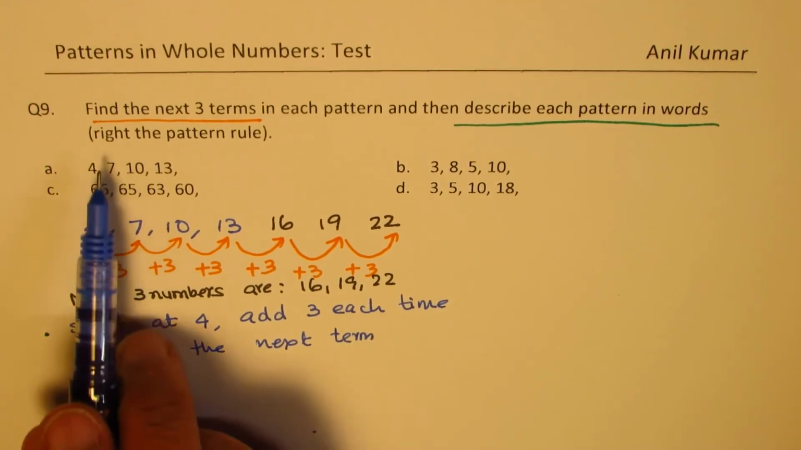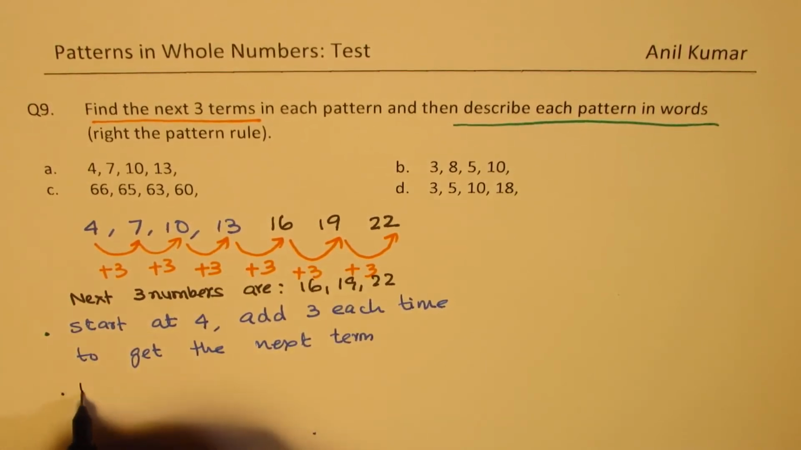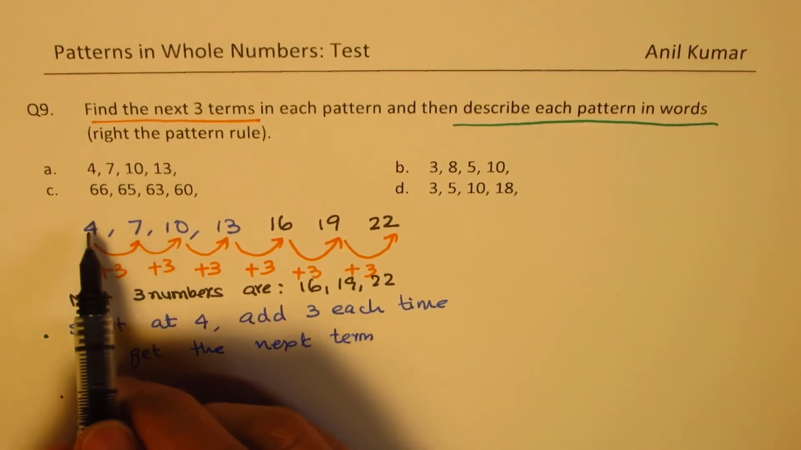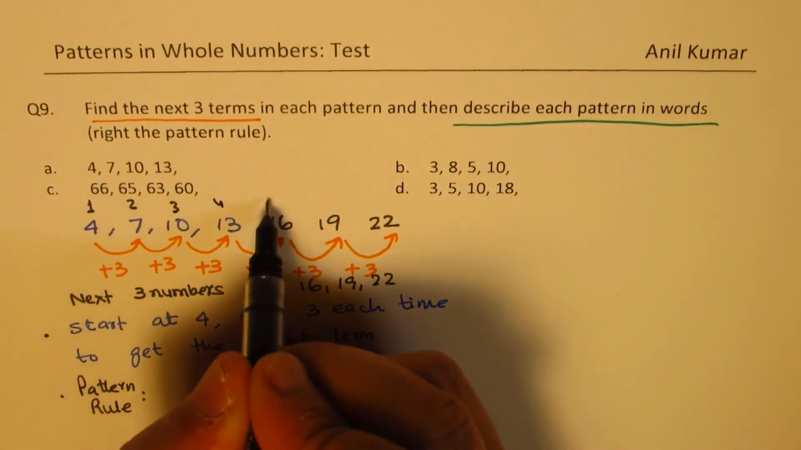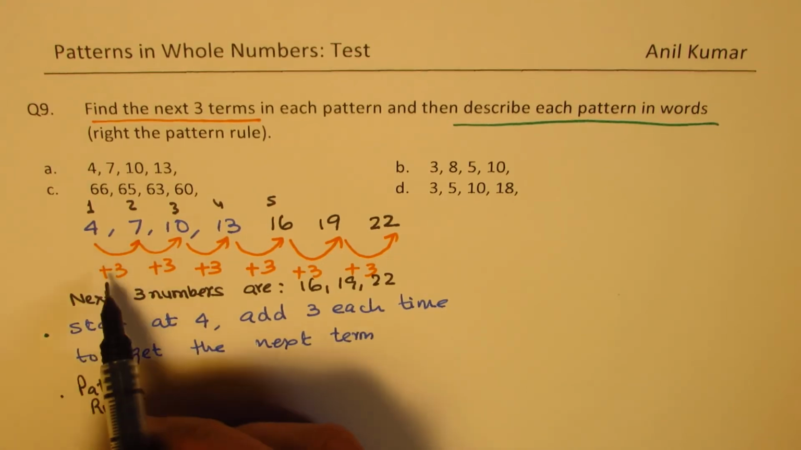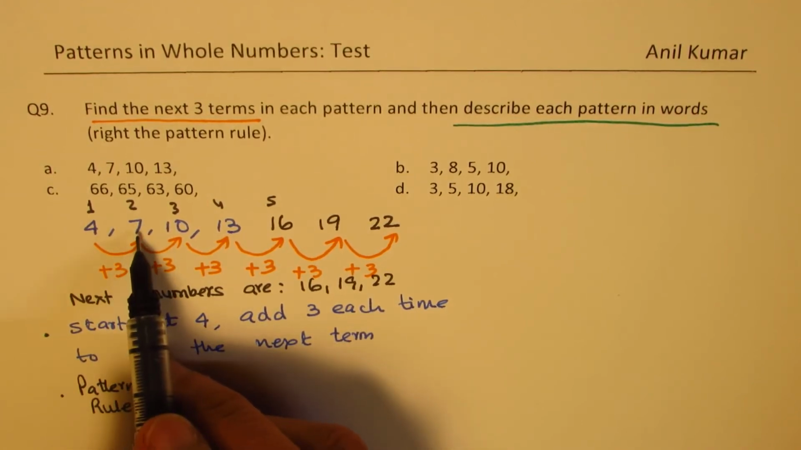So sometimes we can also write a pattern rule, right? So in this case, I will mention the pattern rule also. So let's see, what is the pattern rule here? Now, this is called the term number. So here this is our first term, this is the second term, third term, fourth term, fifth term, and so on. Since we are adding 3 each time, adding 3 is like multiplying 3, right? So we are adding 3 in the first term to get 7. So in the second term, 3 is added only once, right?